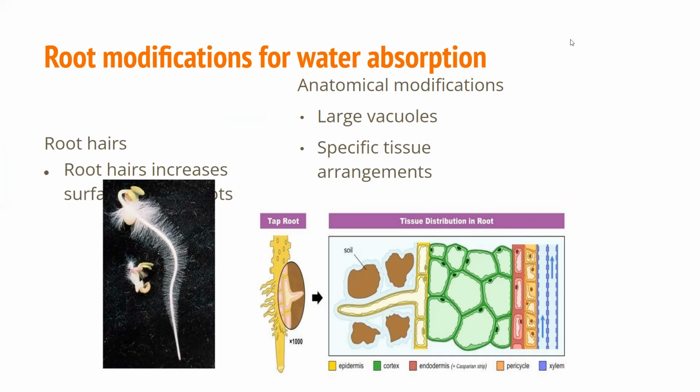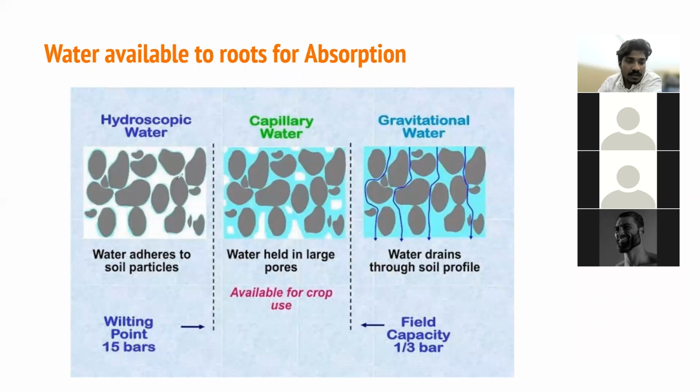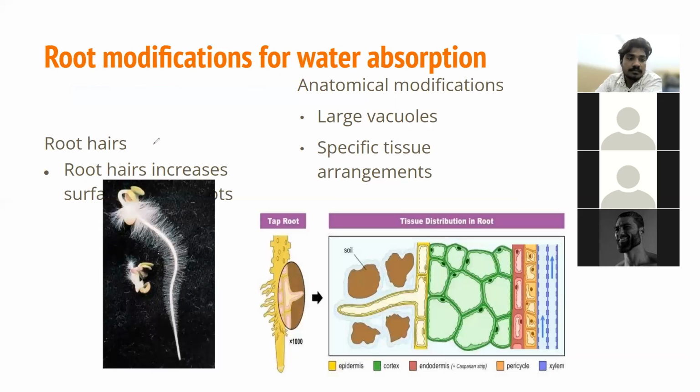So if we see the anatomical modification, like how the roots of the plants adapt themselves for the absorption of water. We all know what a root is. Okay, so if you see, this is a small root here. And if you see, this root has many hair-like structures, and these hair-like structures are called root hair.